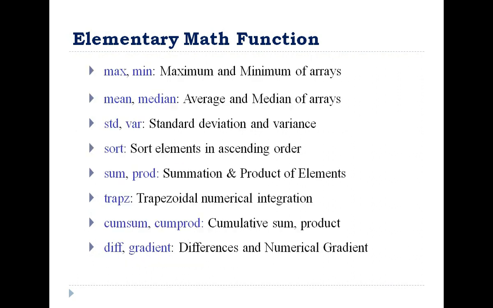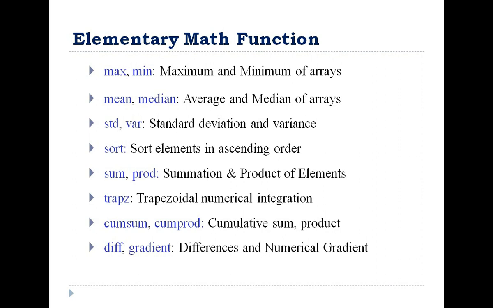Then some more mathematical functions to get the maximum and minimum value from an array. If we define the array in a variable, then we can find the maximum and minimum of that. We can sort the elements in ascending or descending order. We can get the differences and the numerical gradient. For a set of variables, we can do the mean, median, standard deviation and variance kinds of mathematical functions with the commands.